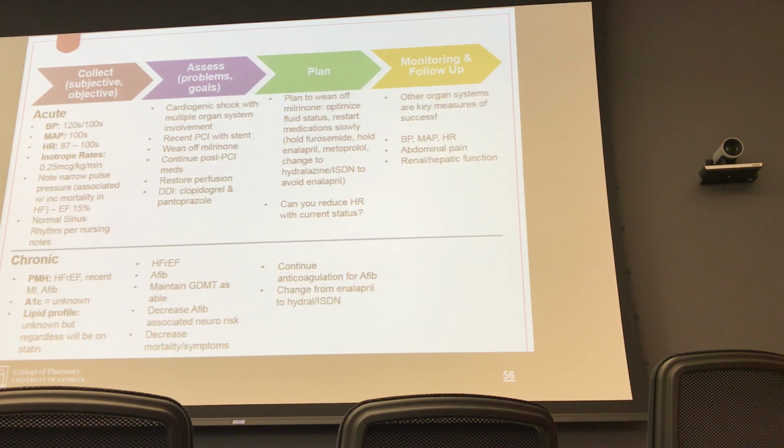So I'm going to click through this. To me, the acute issue is the shock that we've been talking about, and we feel really good about this now, beating that into the ground. Then we start looking at the chronic stuff. So, okay, we're going to talk about the fact he has AFib. We've got him on metoprolol. His heart rate is hopefully reasonable. We're going to get it reasonable.